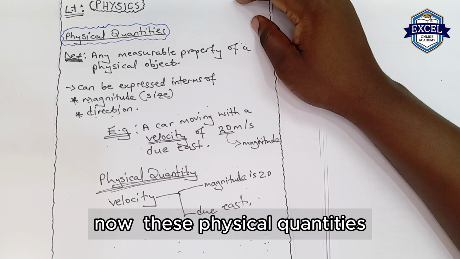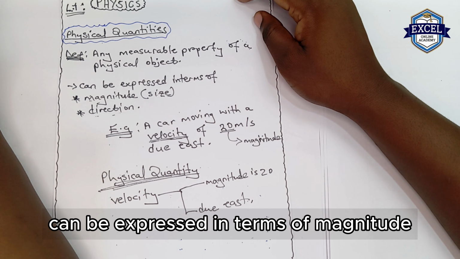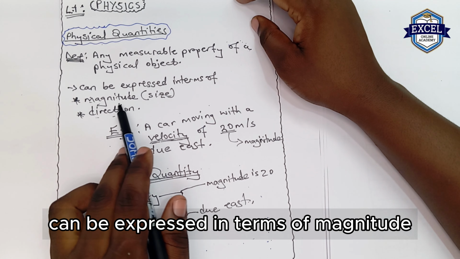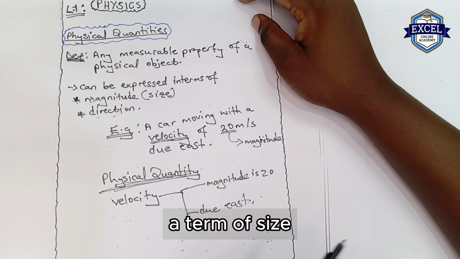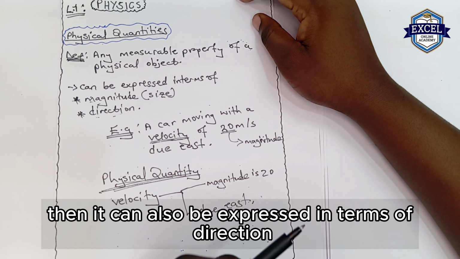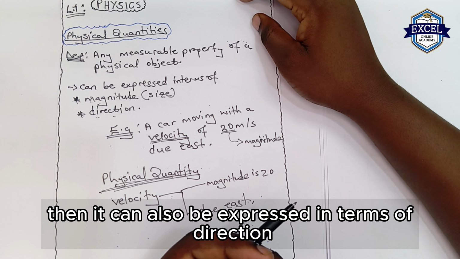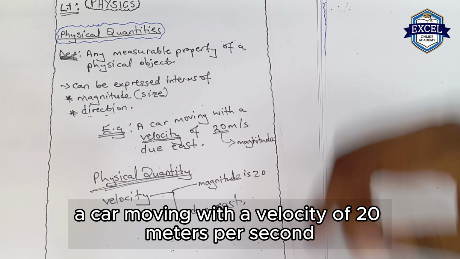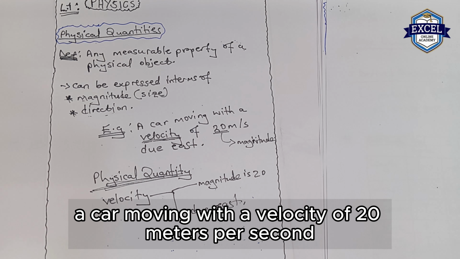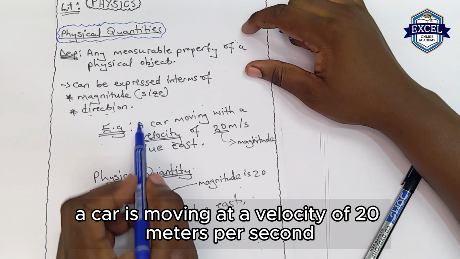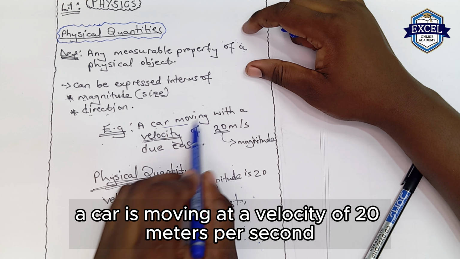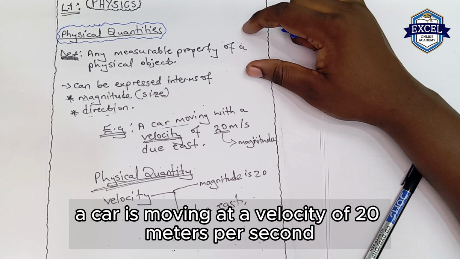Now, these physical quantities can be expressed in terms of magnitude. When we are talking of magnitude, we are talking of size. Then it can also be expressed in terms of direction. I've just provided an example. Let's take for example a car moving with a velocity of 20 meters per second. So a car is moving at a velocity of 20 meters per second due east.